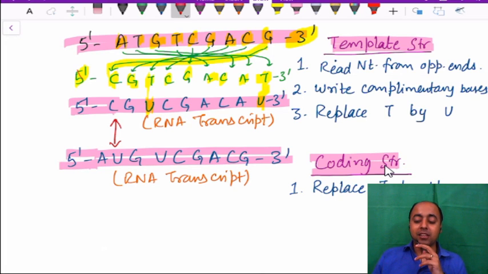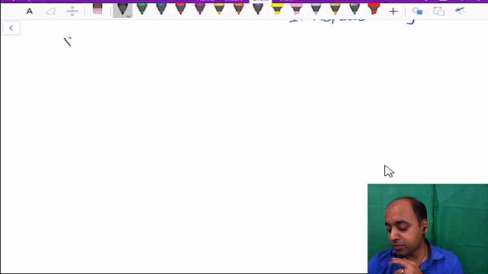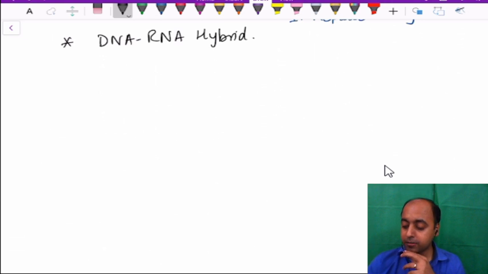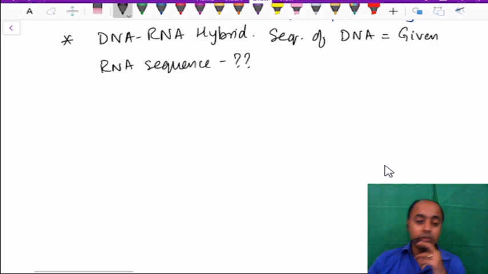Sometimes the examiner can try to trap you in this question. For example, they'll give you the information: we have a DNA-RNA hybrid. The sequence of DNA is given. Can you find out the RNA sequence? Is this information enough? I'll repeat the question.